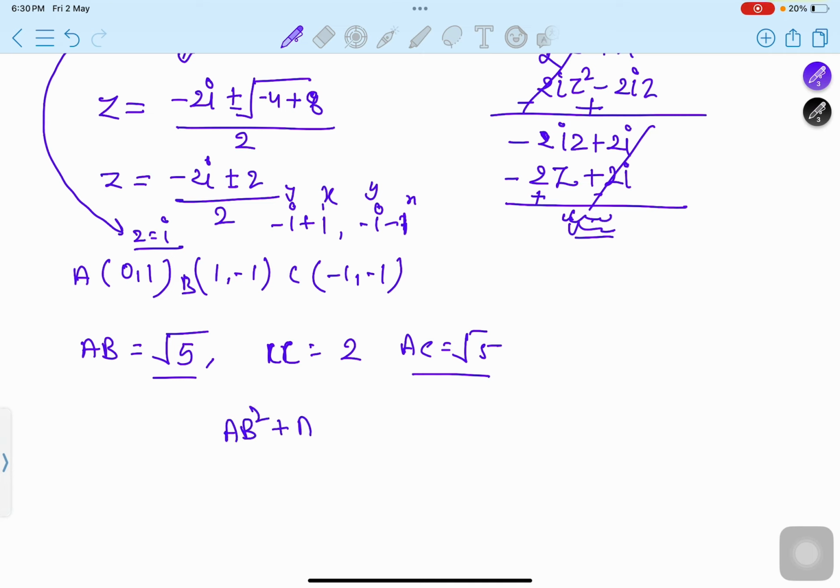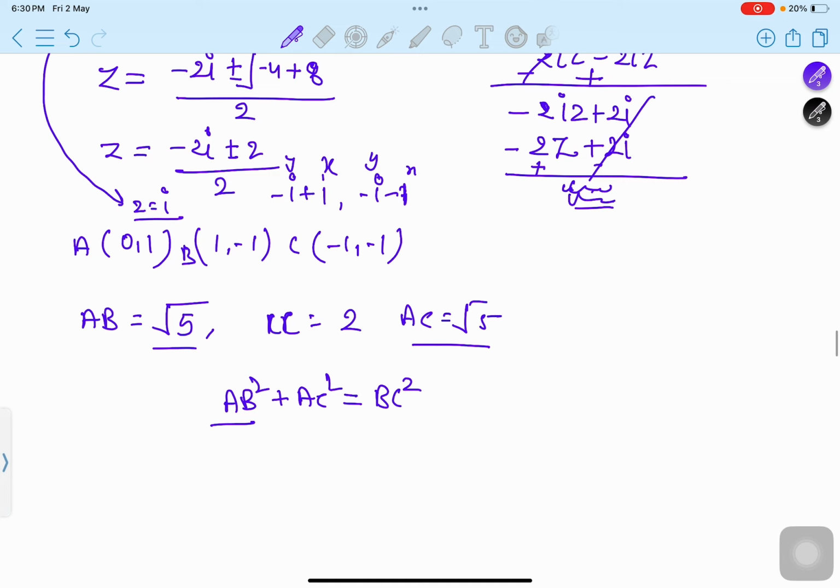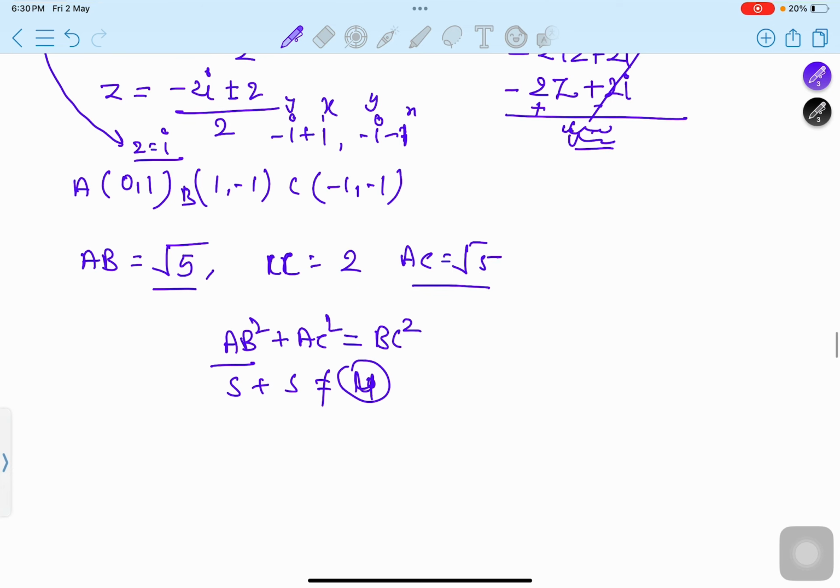So AB square plus AC square does not equal BC square. Check that. If it is equal, then it is a right angle isosceles triangle. If not equal, check that AB square is 5, AC square is 5, which is not equal to 10, not equal to 4, right? So that's why this is an isosceles triangle only. So ABC is the isosceles triangle.